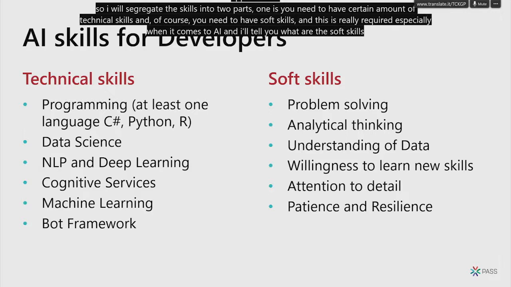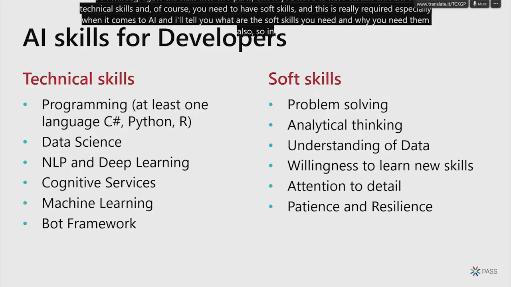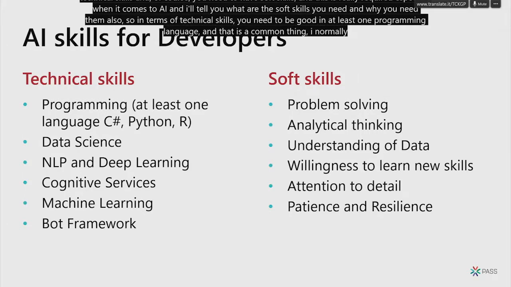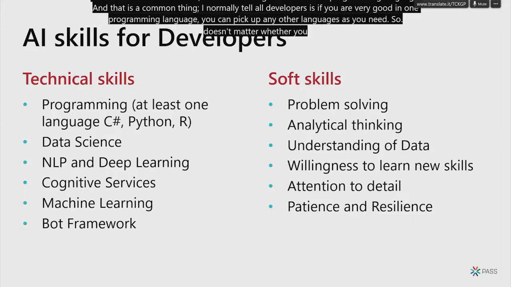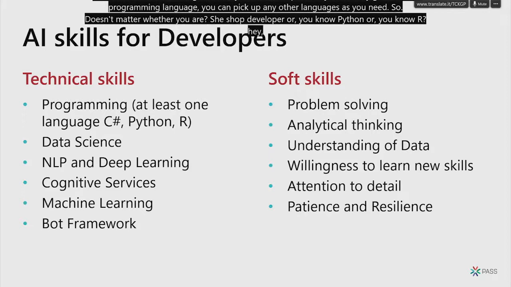So in terms of technical skills, you need to be good in at least one programming language. And that is a common thing I normally tell all developers: if you are very good in one programming language, you can pick up any other language as you need. So it doesn't matter whether you are a C# developer or you know Python or you know R. As long as you are well versed in one, that should be sufficient.